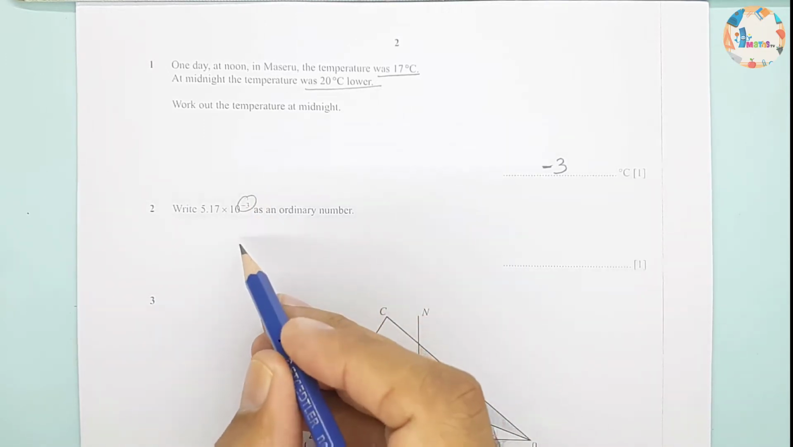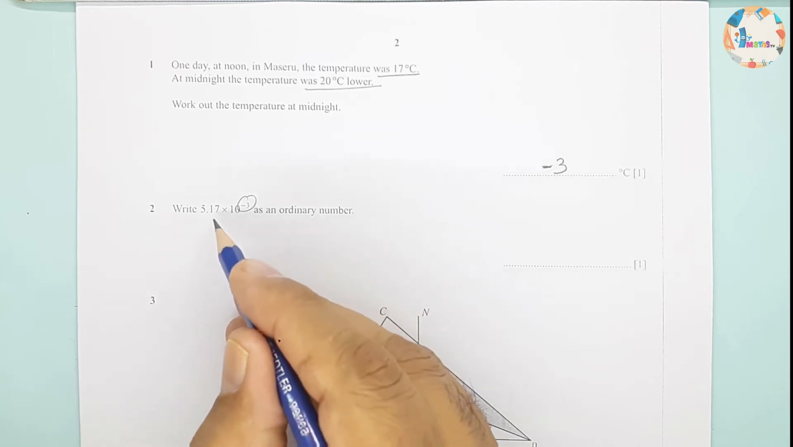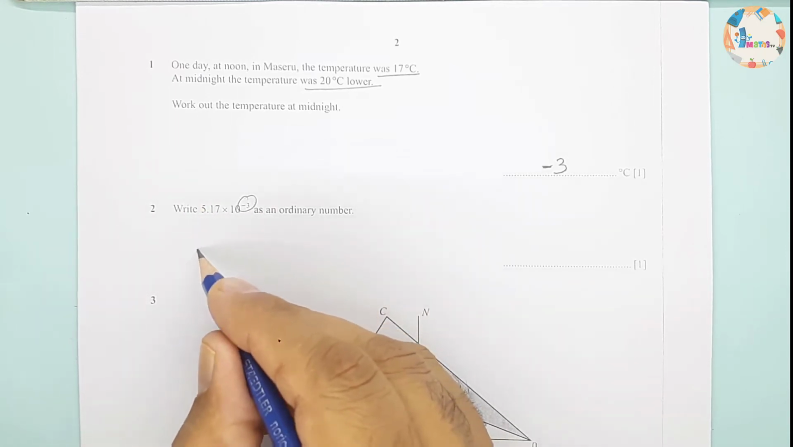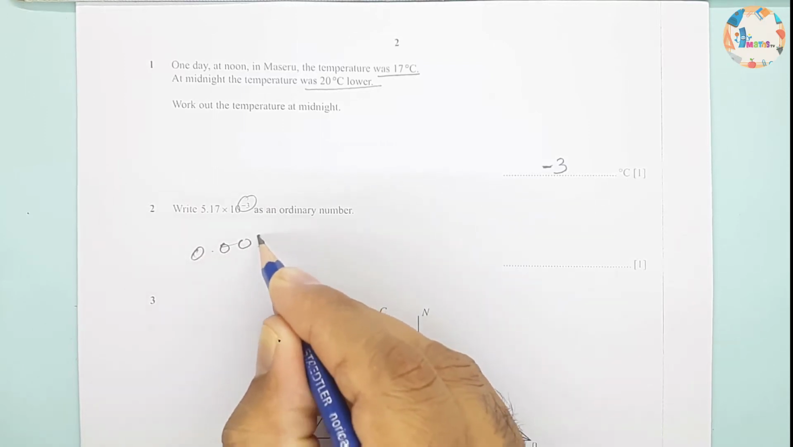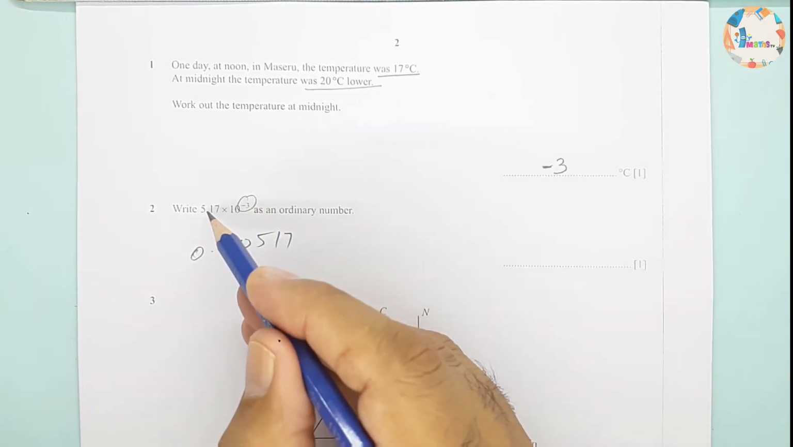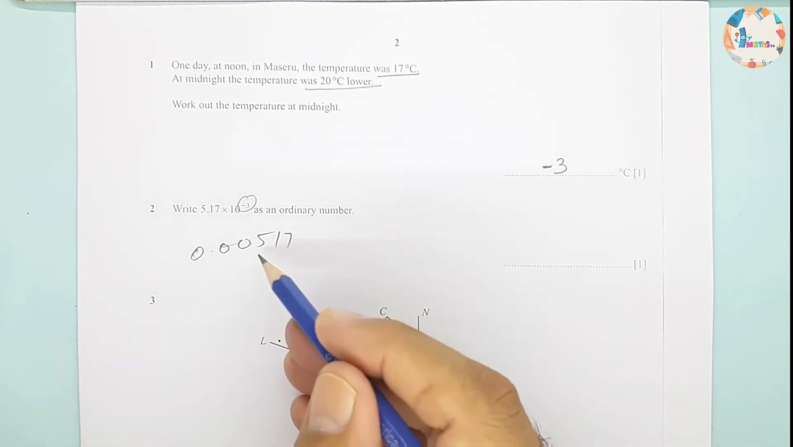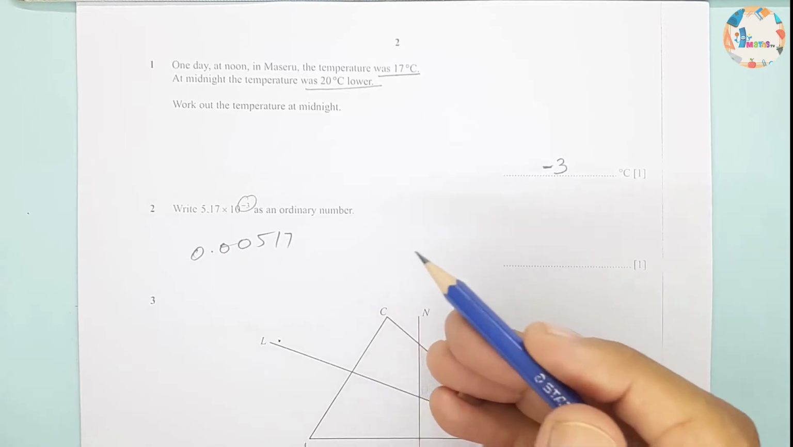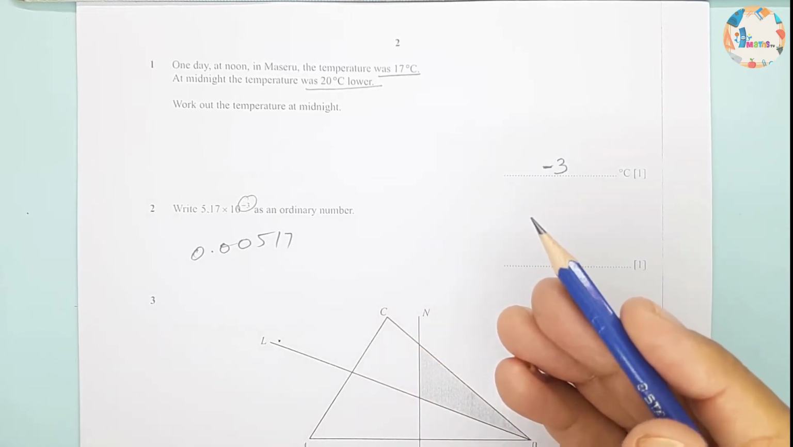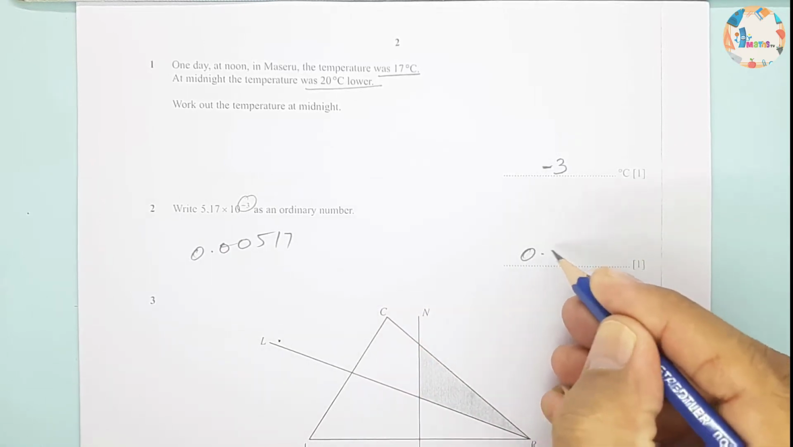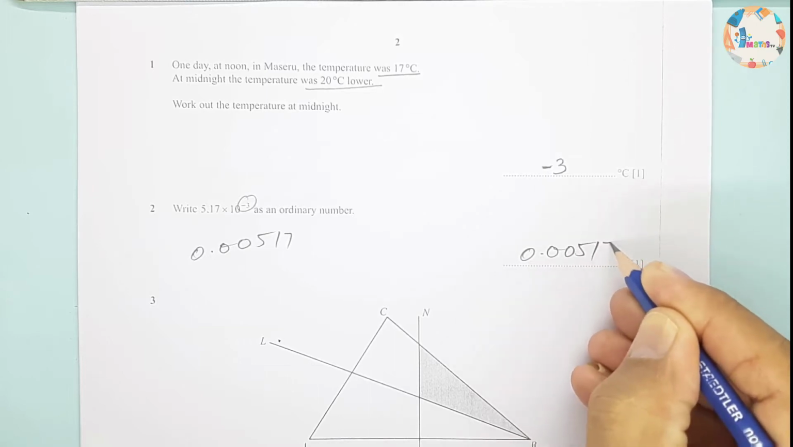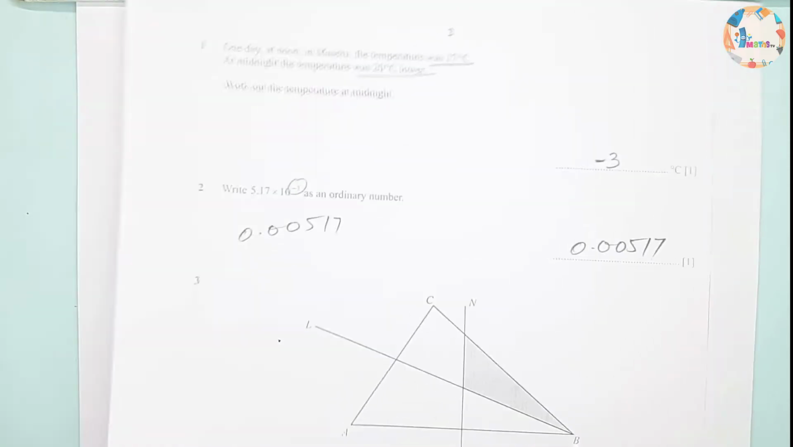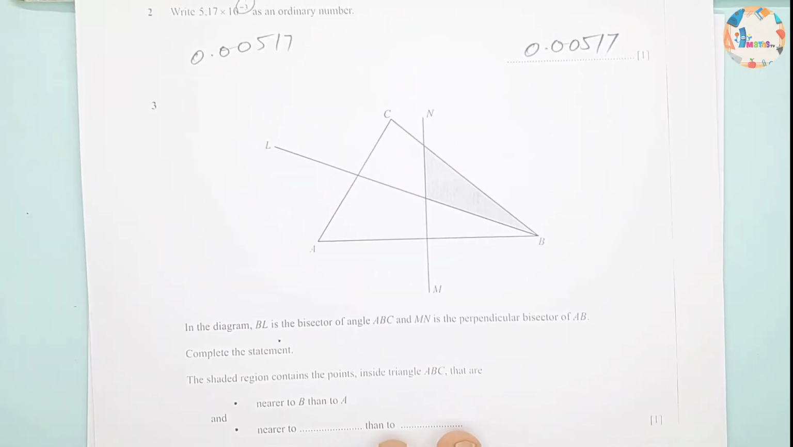So 10 raised to the power minus 3 means shifting the decimal to the left, because the power is negative. So 0.00517. What we have done is shifted the decimal 3 digits to the left. If it is positive, we will be moving to the right. So the answer will be 0.00517.